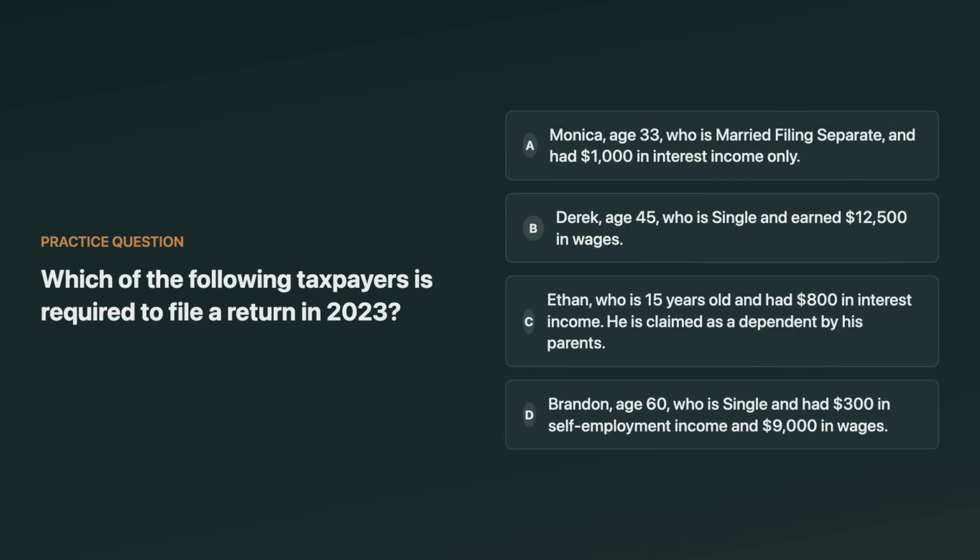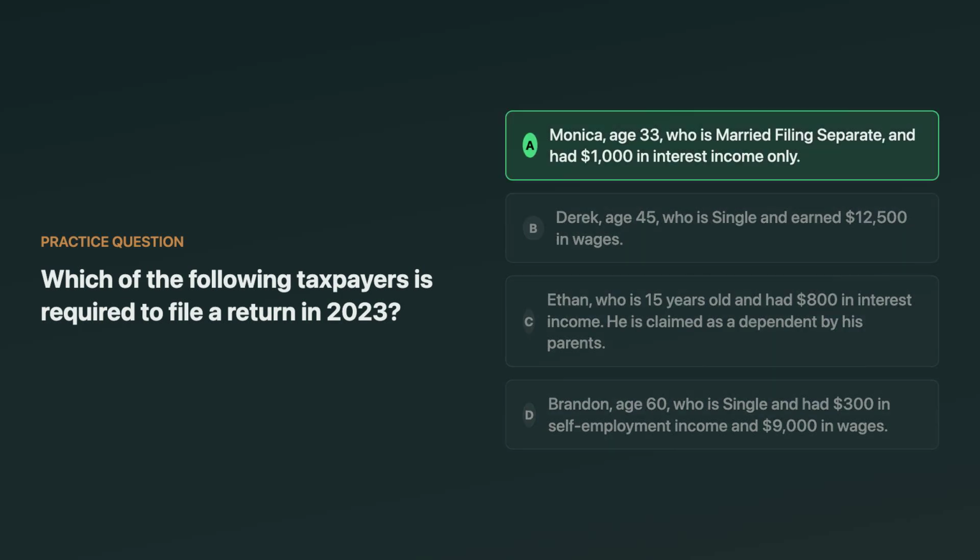Which of the following taxpayers is required to file a return in 2023? You have Monica, married, filing separately with $1,000 of interest only. Derek, single with $12,500 of wages. Ethan, age 15, dependent with $800 of interest. And Brandon, single, age 60, with $300 of self-employment income and $9,000 of wages. Think about it.